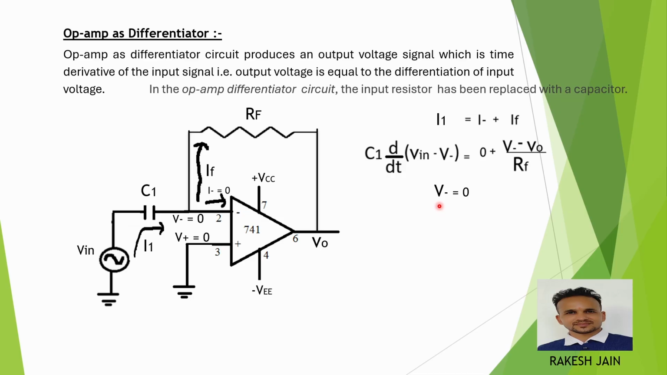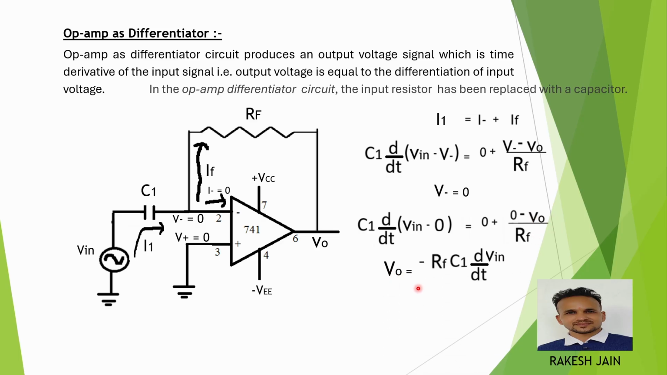Due to the virtual ground concept, V minus equals 0. So when I put this in the equation, it becomes C1 d by dt of (V input minus 0), that is equal to 0 plus (0 minus V node) upon RF. So what is V node from this? V node is equal to minus RF C1 d by dt of V input. So from this equation, we can see that the output is proportional to the derivative of the input. That's why it is known as a differentiator. This is my final equation.